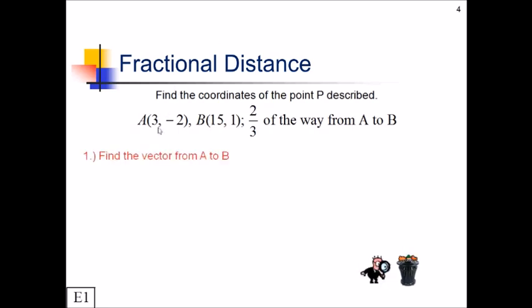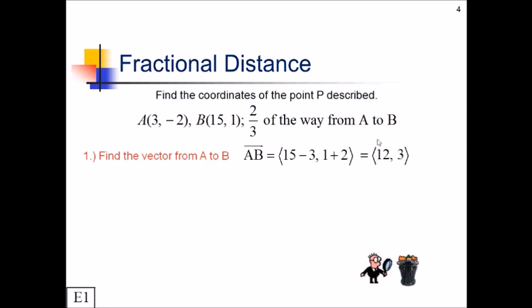So we'll start by finding the vector from A to B. So the component form of this then, we've got 15 minus 3 for the x's and 1 minus -2, or 1 plus 2 for the y's. So we have a vector then of 12, 3. So I have to go right 12 and up 3 to get from A to B.